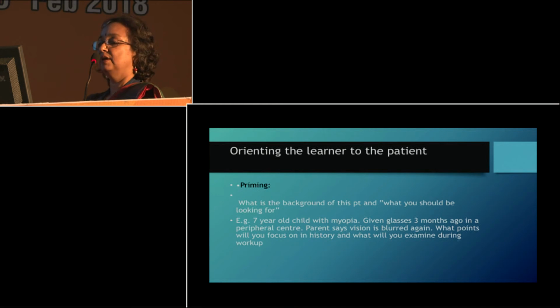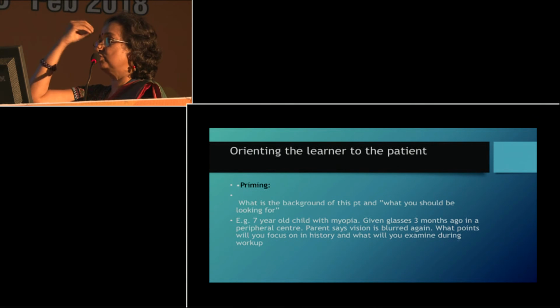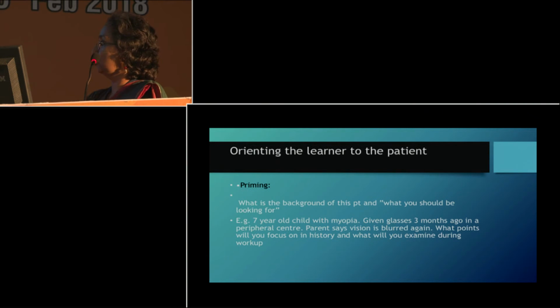So for example, I say, look, this is a 7-year-old child with myopia. 3 months ago, I gave glasses. Parent says vision is still blurred again. What points will you focus on in history? And what will you examine during workup? So I want them to start thinking about family history of progressive myopia, history of prematurity, is there excessive near work going on because of which the myopia is progressing, etc. So I want them to start thinking and tell me a few answers.